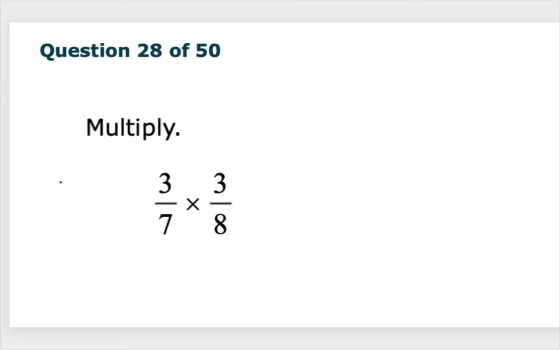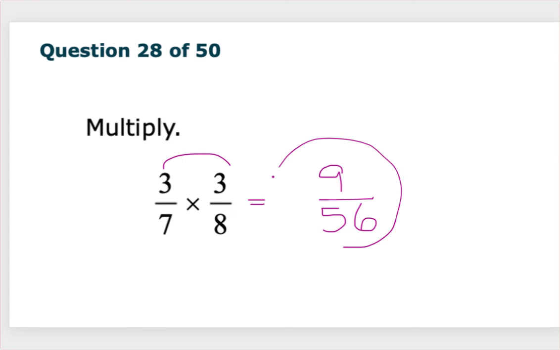Now we're multiplying 3/7 times 3/8, and we don't have anything that's going to cancel, so we're just going to multiply across. 3 times 3 is 9. 7 times 8 is 56. There is nothing that canceled, so there's nothing that we can do to simplify that.